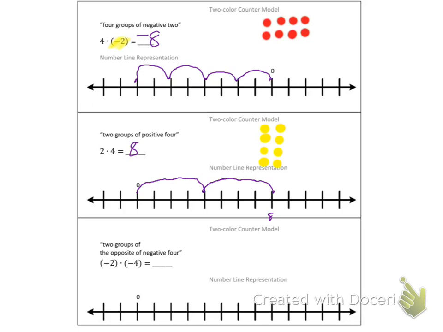Now we come to one of these tricky ones. We cannot have a negative amount of groups. It's not possible. So that means that we need 2 groups of the opposite of -4. The opposite of -4 would be a +4. So I'm going to need my yellows, and I'm going to make 2 groups of those yellows. So 1, 2, 3, 4. 1, 2, 3, 4. And we wind up with +8.